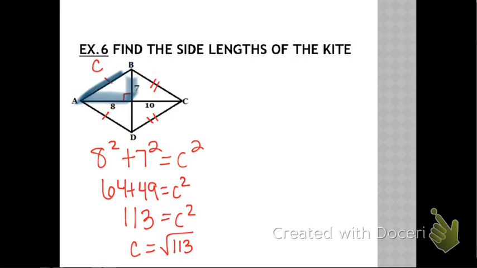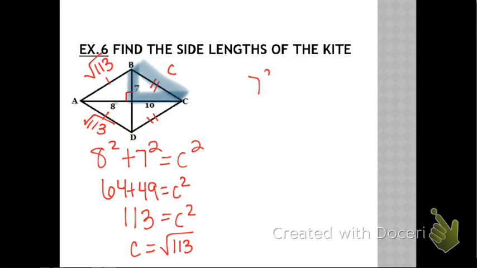So I'm going to erase a little bit here. We can add some of that back in. So I know that this side is the square root of 113, which means AD is the same thing, square root of 113. Next, let's shift our focus to find BC. So again, I'm looking for a hypotenuse. I'll label it C on this side this time.